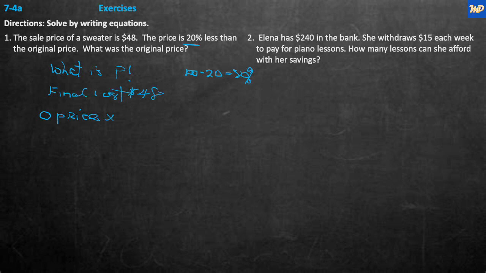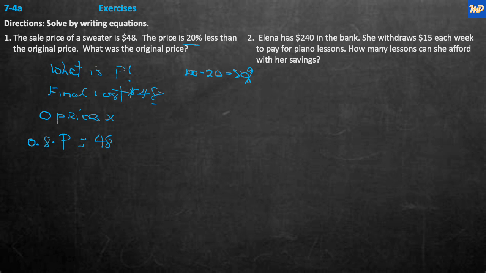Okay? So given that information, you're going to say that the original price, and we're going to call it P, times 0.8. Not 80%, we have to convert it into a decimal. So we're going to say 0.8 times P is equal to the final price, 48. Okay? So now we're going to solve a simple equation.